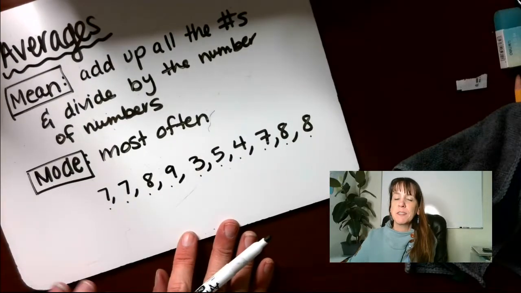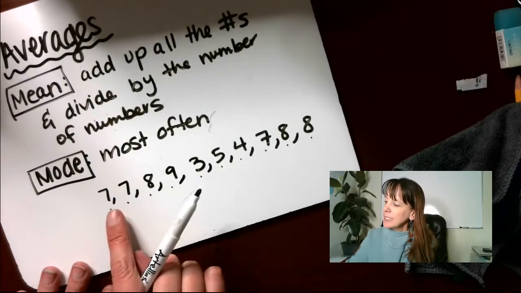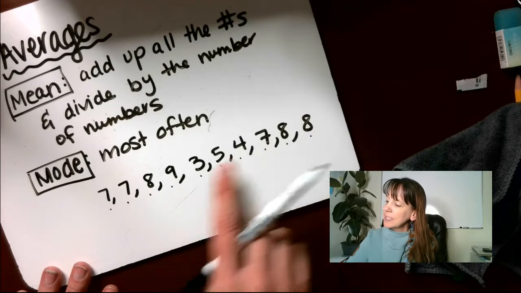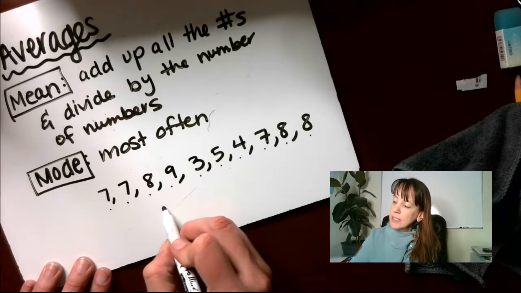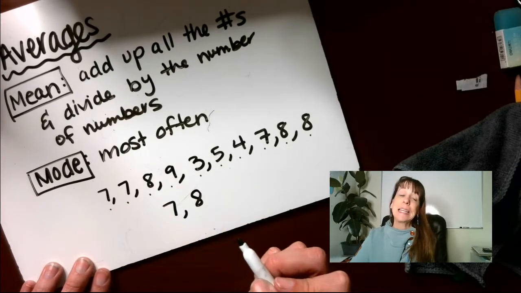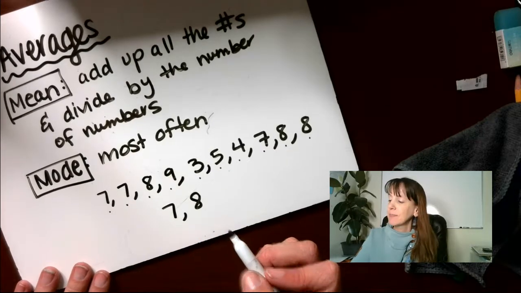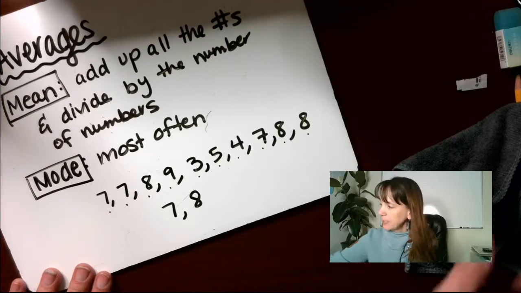Okay, so in order for us to find the one that occurs most often, I see 1, 2, 3 7s, but I also see 1, 2, 3 8s. That means our mode in this case would be 7 and 8. So it's the one that occurs the most often.